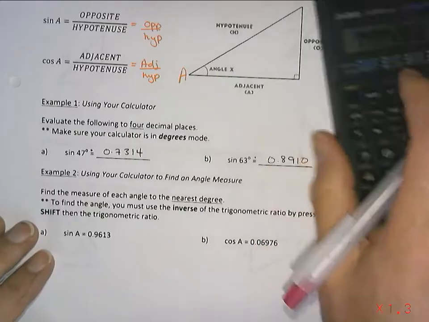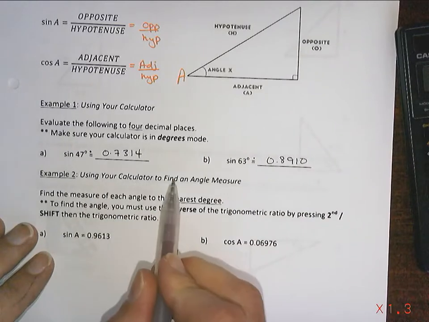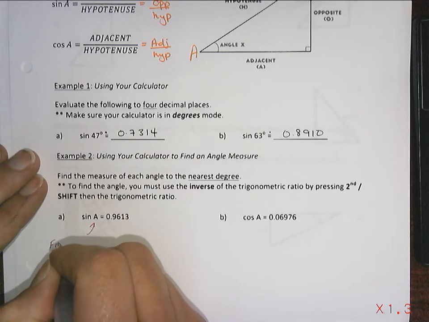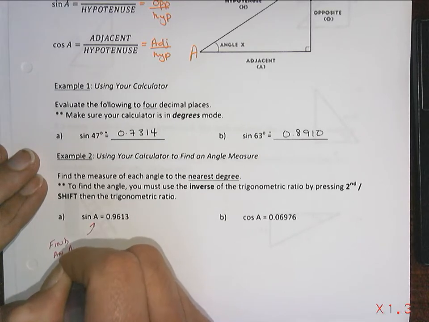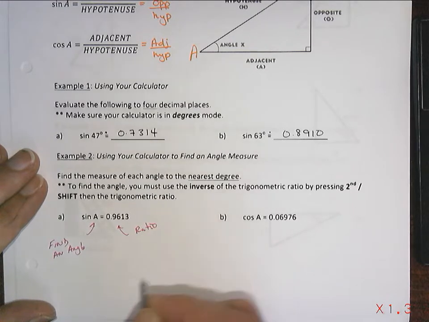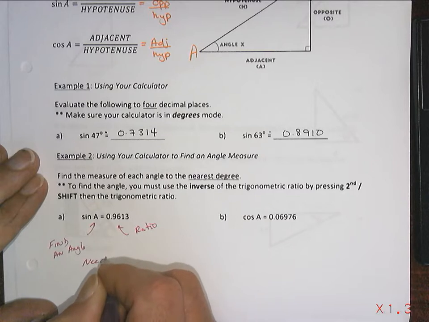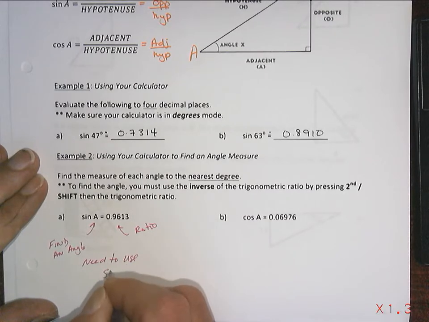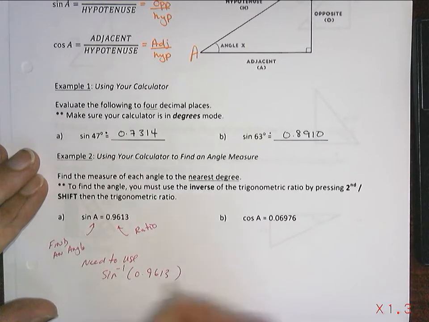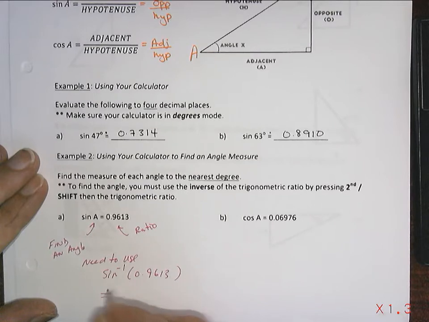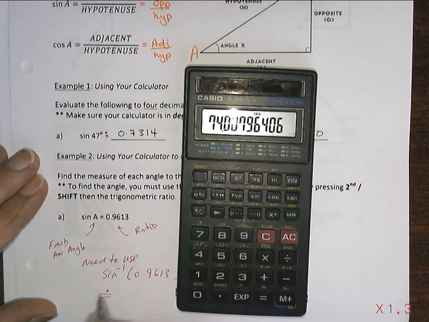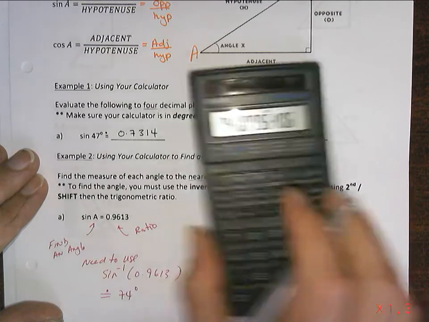So going back to our sheet, using your calculator to find an angle measure, you're going to notice that you need to find an angle. You're going to notice that you're given a ratio. That means you need to use sine inverse 0.9613, which will give you approximately 74 degrees.